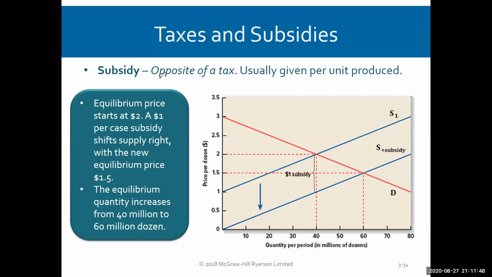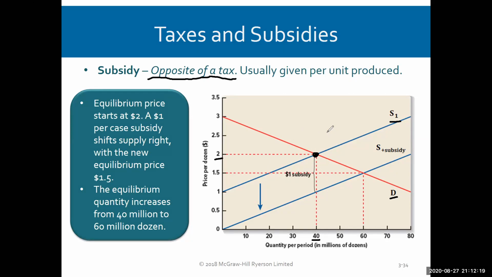A subsidy is the opposite of a tax. It's not a charge, it's something that's given to producers. And it's usually given per unit produced. So I'll walk through this the same sort of stepwise way where we start at initial equilibrium with the first demand curve and the normal supply curve, and the quantity per period produced is 40 million dozen, and the equilibrium price is 2.